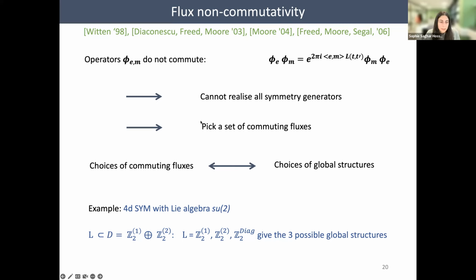So going back to the example of the Yang-Mills theory, we had, well, if we find the defect group, it is Z2 plus Z2, and picking a maximal set of commuting fluxes corresponds to choosing a Lagrangian subgroup of this defect group. And here we have three choices. We can take the first or second factor, or the diagonal Z2, and we reproduce the three choices that we saw before.